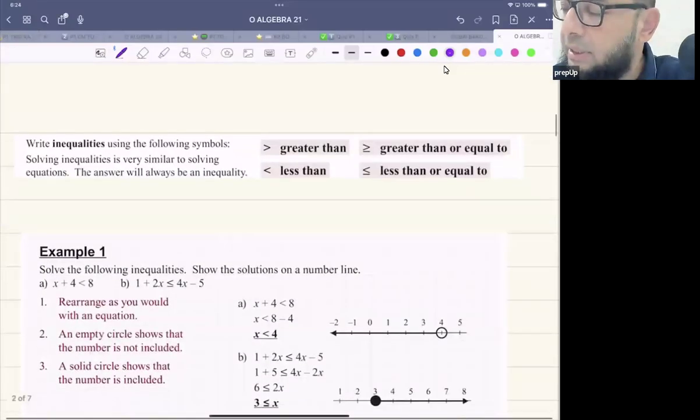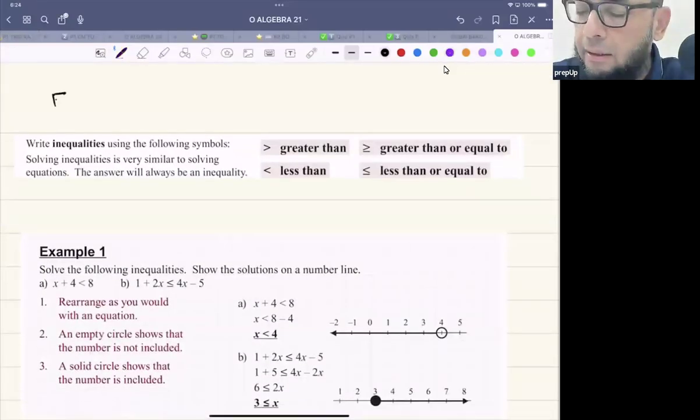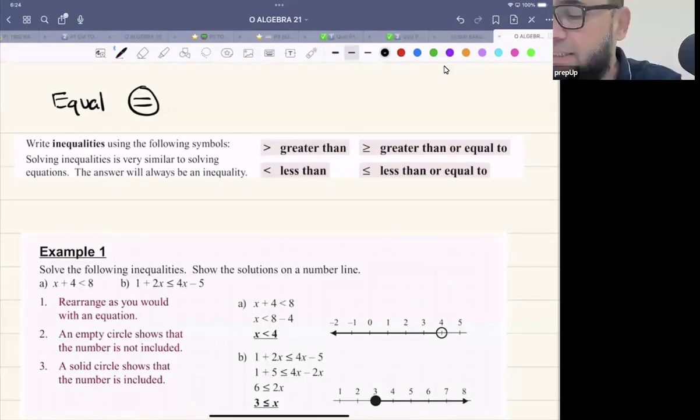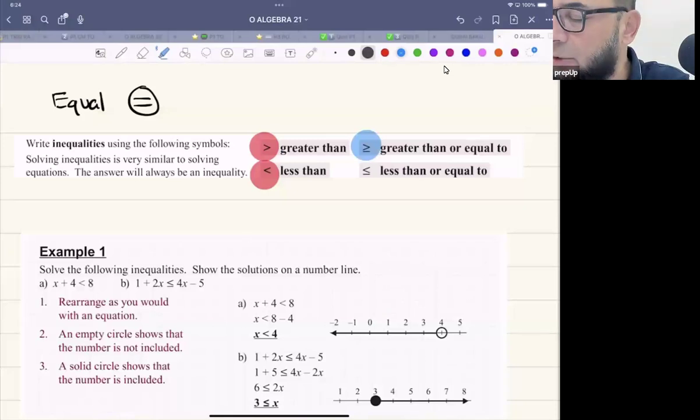When we talk about an equal sign, it is this. But there are four possible inequalities that we deal with. The first inequality is greater than. The second inequality is less than. The third inequality is greater than or equal to. And the fourth inequality is less than or equal to.